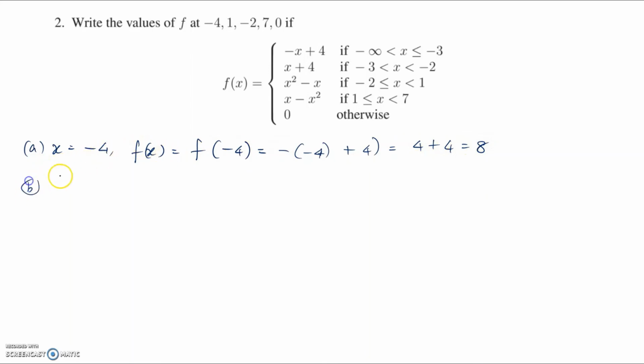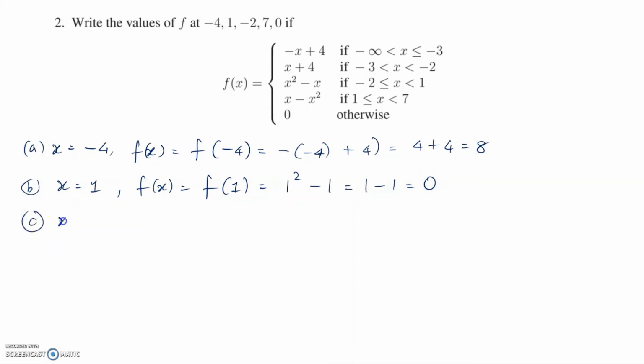Second, when x is equal to 1, f of x is written as f of 1. When it's 1, it falls in the fourth category, x is greater than or equal to 1 and less than 7. So which is x squared, it's 1 squared minus 1. So that's 1 minus 1, and that's equal to 0.